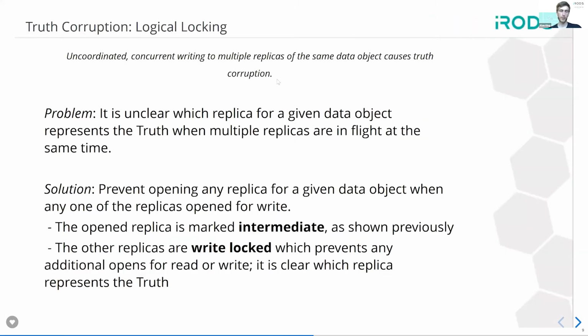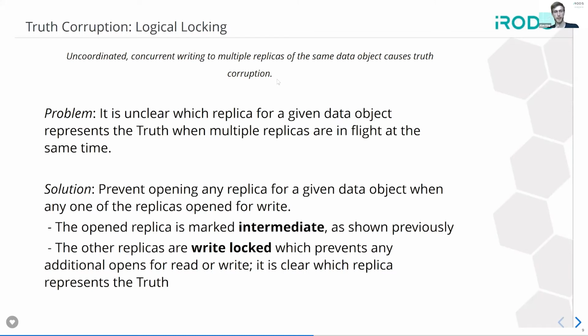This leads to our next problem of truth corruption. If you have multiple replicas for a data object, which is probably a best practice, I can't speak on that, I'm not a policy writer, you may want to know which of those replicas is representing the truth. If all is well and good, all of them are representing the truth. But if you have multiple replicas and multiple agents come along and update those different replicas at the same time, it's unclear where the truth now lives.